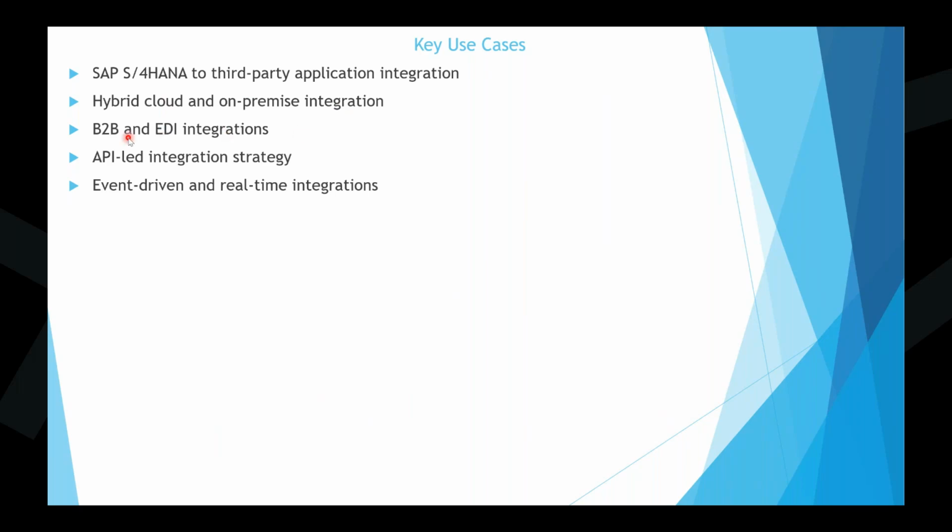Next, B2B and EDI integrations. Electronic data interchange is a standard for exchanging business documents electronically. Scenario: automatically send purchase orders to suppliers and receive invoices back in standardized EDI formats like EDIFACT or X12. So let us assume you're sending purchase orders to the suppliers and receiving invoices. This has to be done automatically. Using Integration Suite is the best practice to achieve this. Clear? Any questions here? Anyone have any questions?